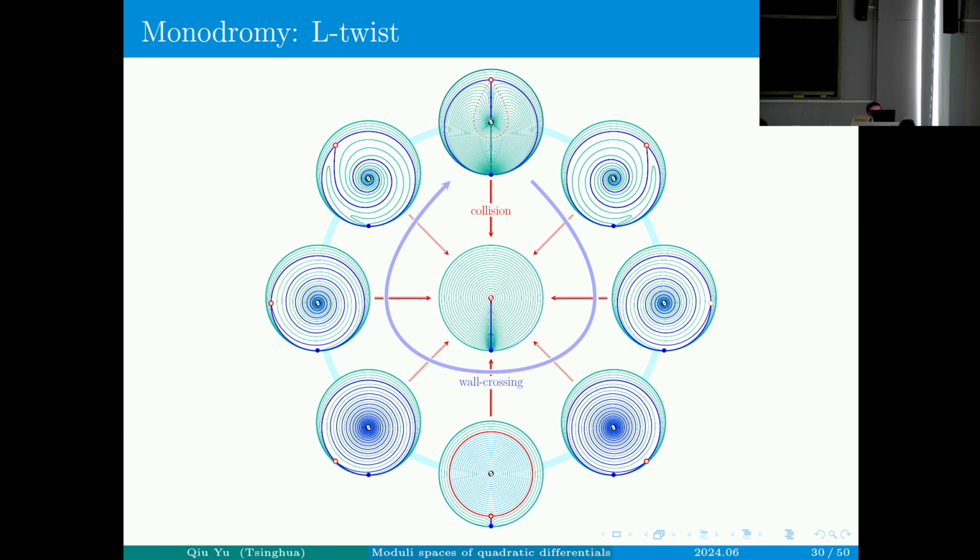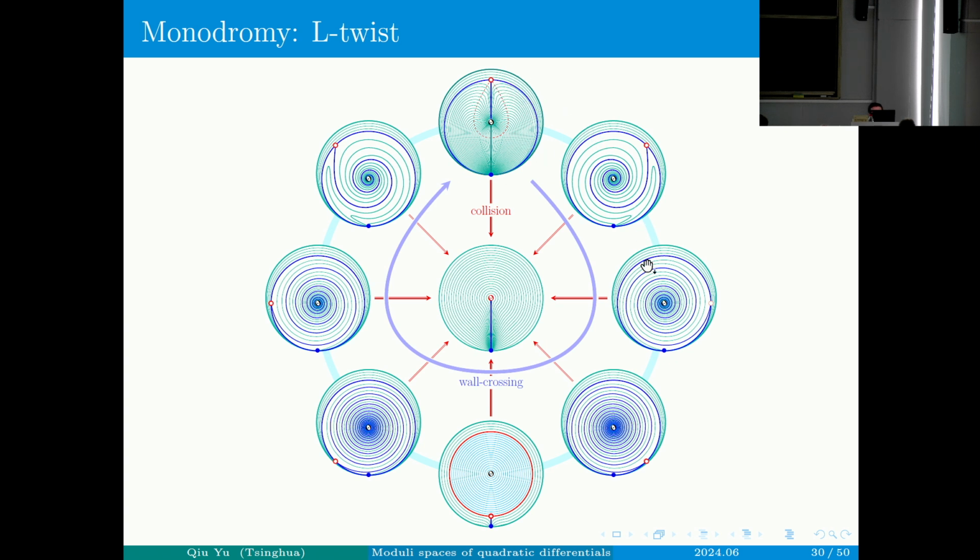So for the L twist, or this point pushing, it corresponds to a collision between a simple zero, this one, and the double pole. Again, if you collide these two to get a simple zero, this point is in the partial compactification, but not in the top stratum with only simple zeros. And similar to the previous case, you can move these two around, but this time I will just fix the position of the double pole and move the zero around it.